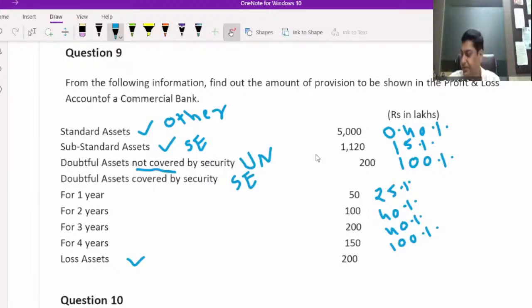Perfect. Very nice. And loss assets, as we discussed, is always 100 percentage. And now guys, you can make a total and let me know what is the final answer. Yes guys, what is the final answer, friend? Perfect.